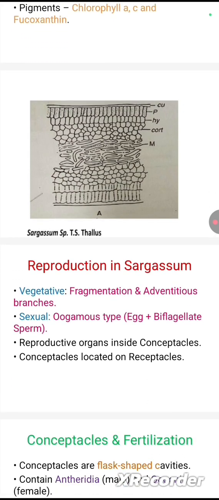Sargassum reproduces both vegetatively and sexually. Vegetative reproduction takes place by means of fragmentation and adventitious branches which arise from the holdfast. Sexual reproduction is oogamous, involving fusion of large non-motile eggs and small motile sperms. Reproductive organs are housed in conceptacles. The conceptacles are found on specialized branches called receptacles.